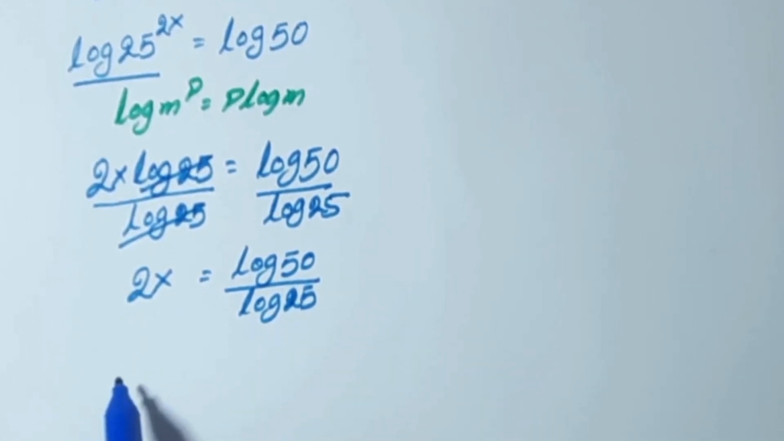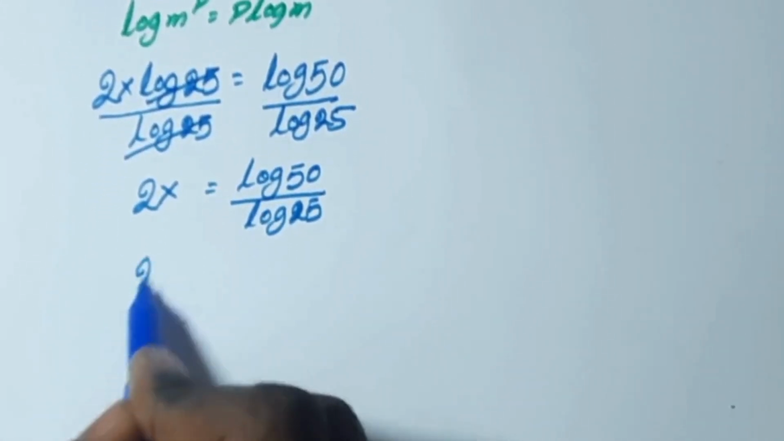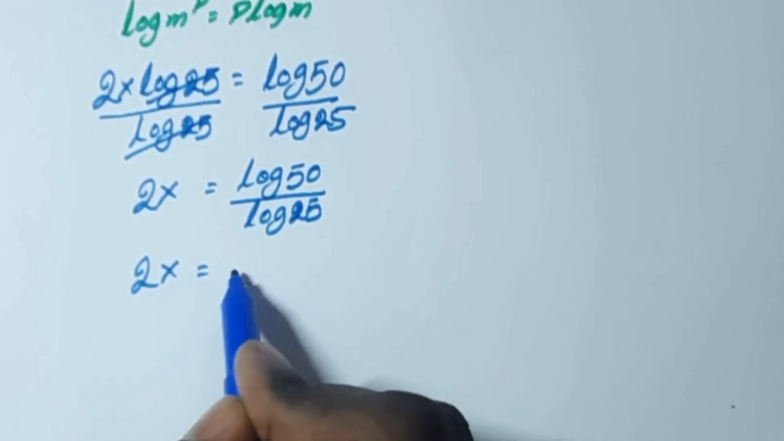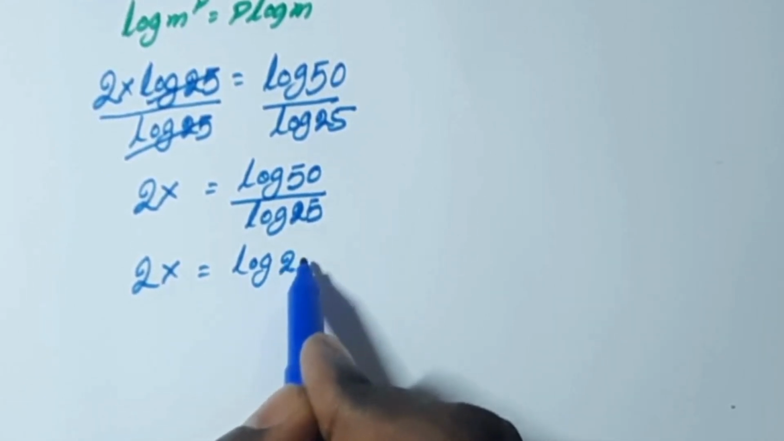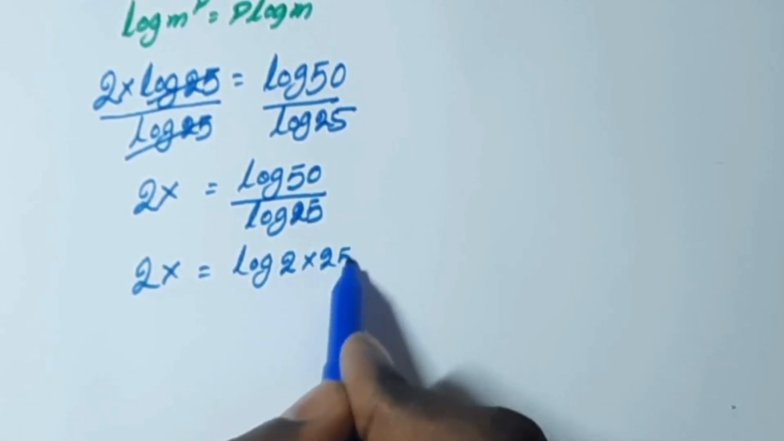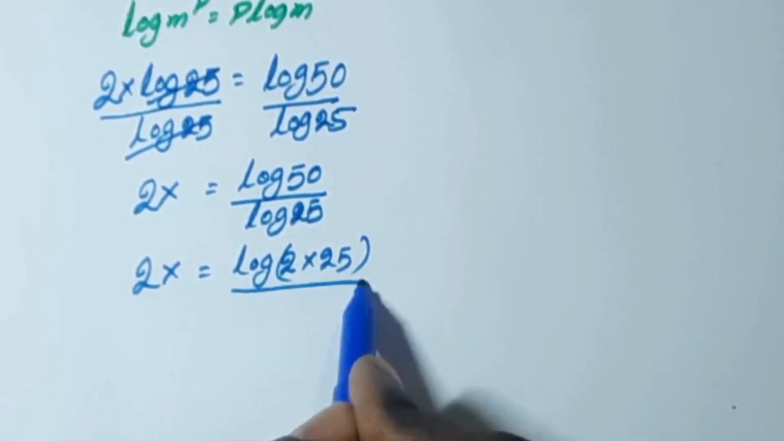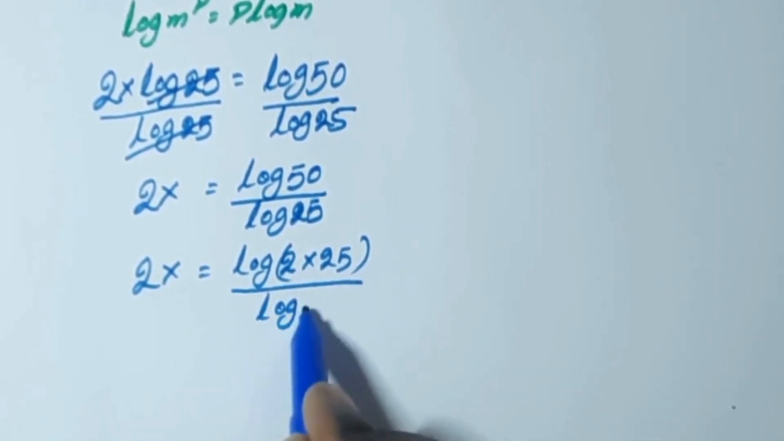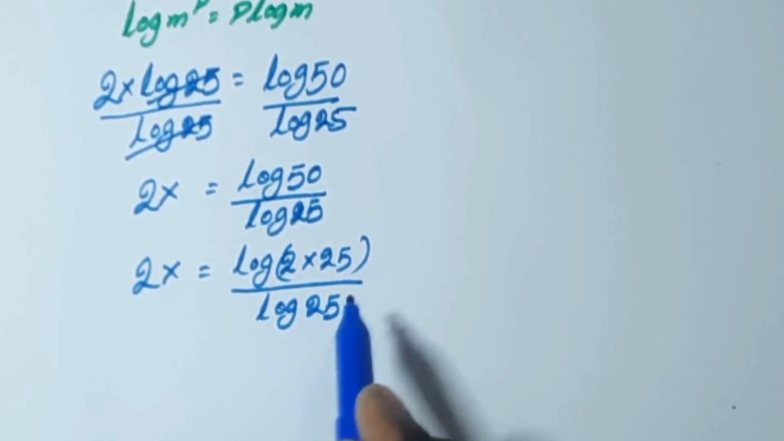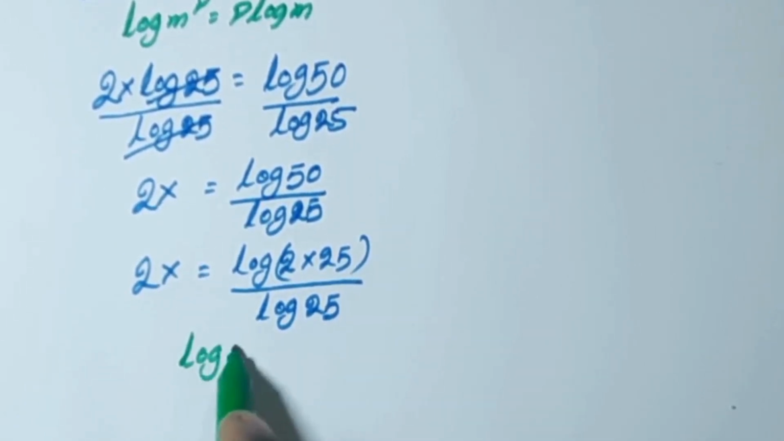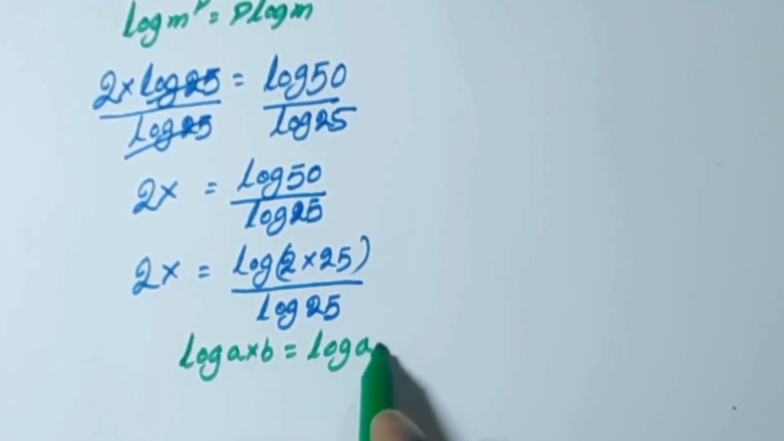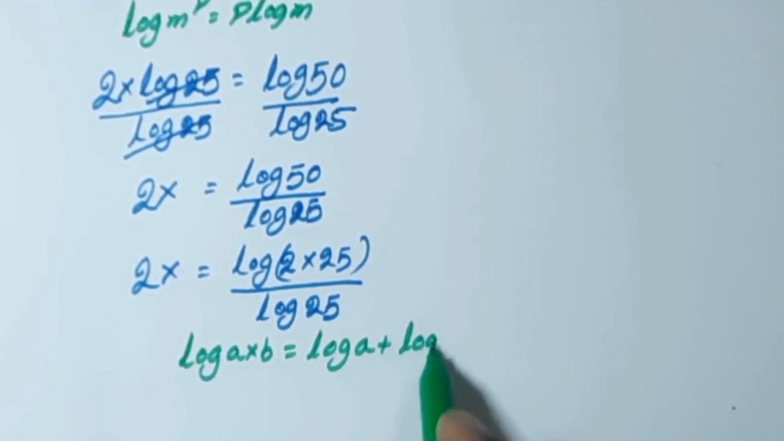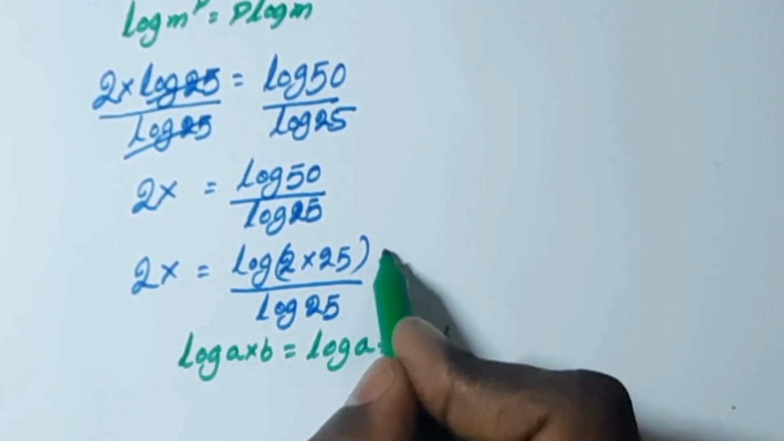Now 2x equal to log 2 times of 25 by log 25. Log a b equal to log a plus log b. We are going to apply this here.